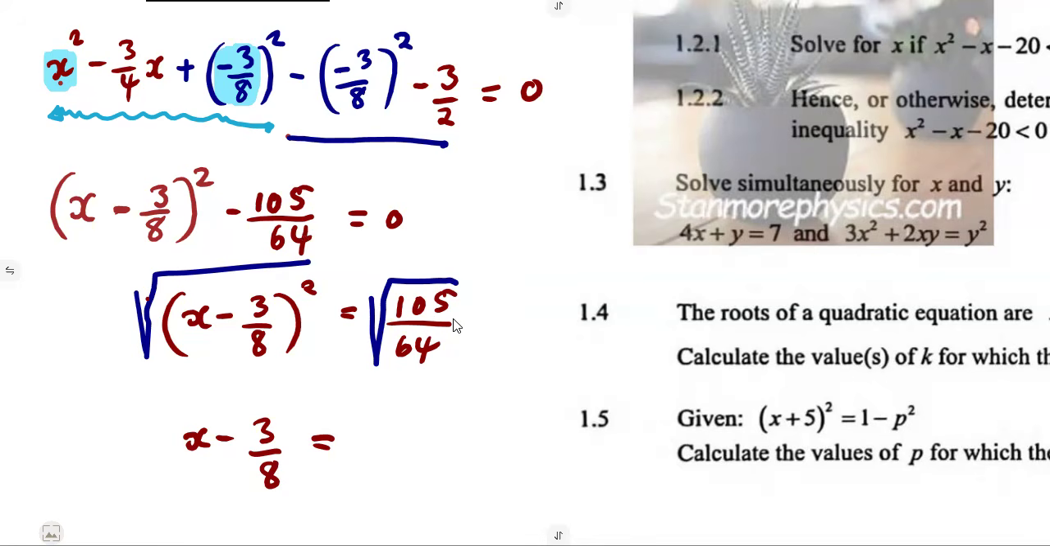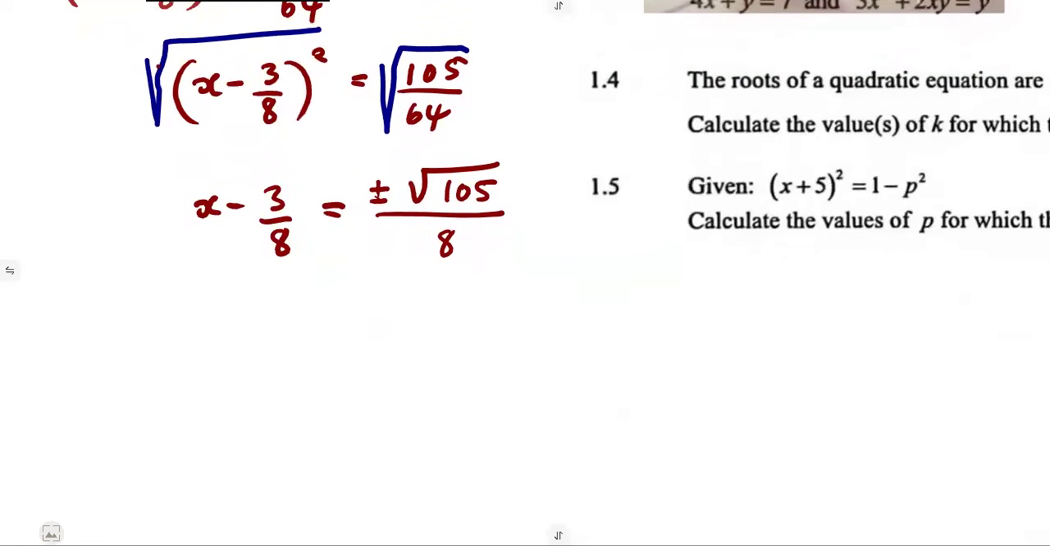The square root of 105, we do not know that one. So we're just going to leave it like that, plus or minus the square root of 105. What about the square root of 64? We know this one. The square root of 64 is 8. So that is what you're going to have, guys.